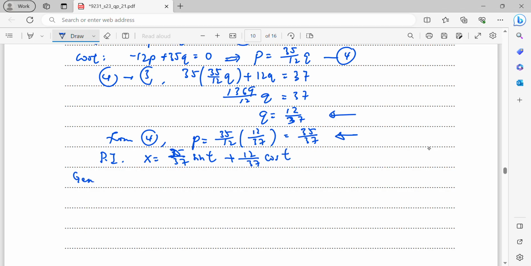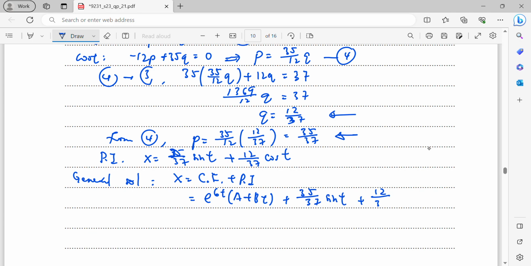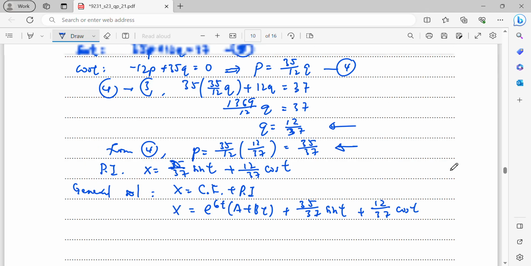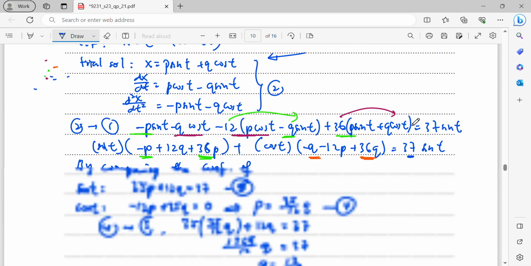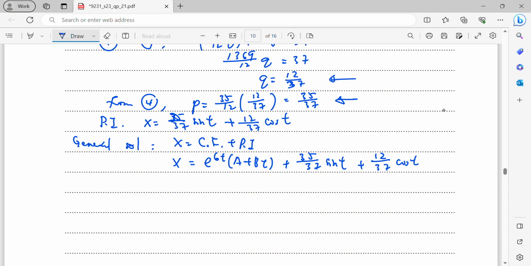Now the general solution will be x equals CF plus PI, where CF is the complementary function and PI is the particular integral. So now you will get e to the 6t times (a plus bt), plus 35 over 37 sine t plus 12 over 37 cos t. Since you are given the values at t equals 0, x and dx/dt equal 0, now we need to replace.